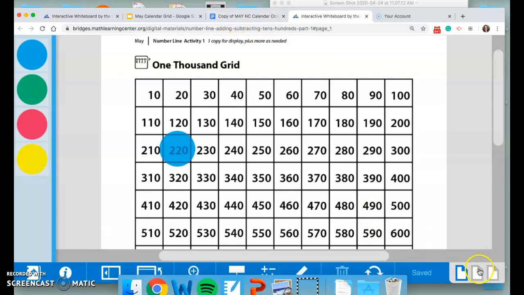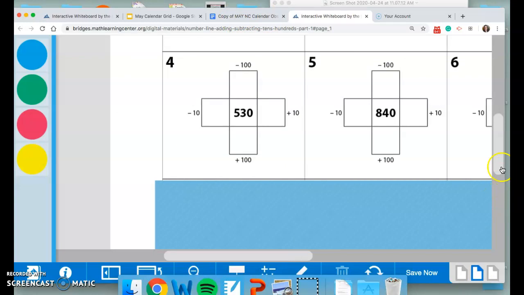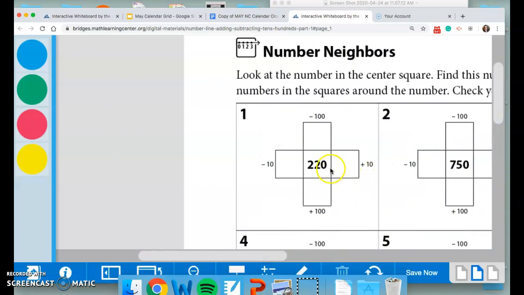If we look at our sheet here and we just look at square 1, we're going to do one together here today. We need to figure out the neighbor numbers for the number 220. We're going to work together to determine and write this number's neighbors in the surrounding squares on the paper. And then you'll use your paper at home, if you're going to follow along, to record the answers. So using this one, let's see what this square says.